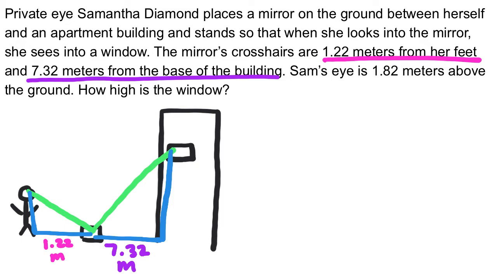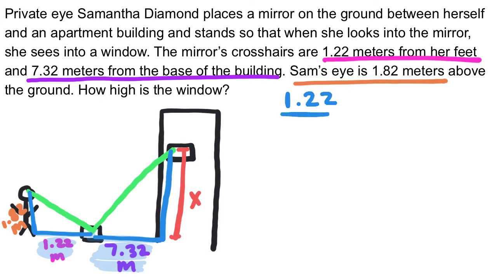We also know that her eye is 1.82 meters above the ground. So that means that this height is 1.82 meters. And the unknown is this height over here. So what I don't know is this height of the window, which is x. So if I want to set up a proportion, I can set up so I match my corresponding sides. So I have the 1.22 meters on the ground corresponds to the distance on the ground of 7.32.